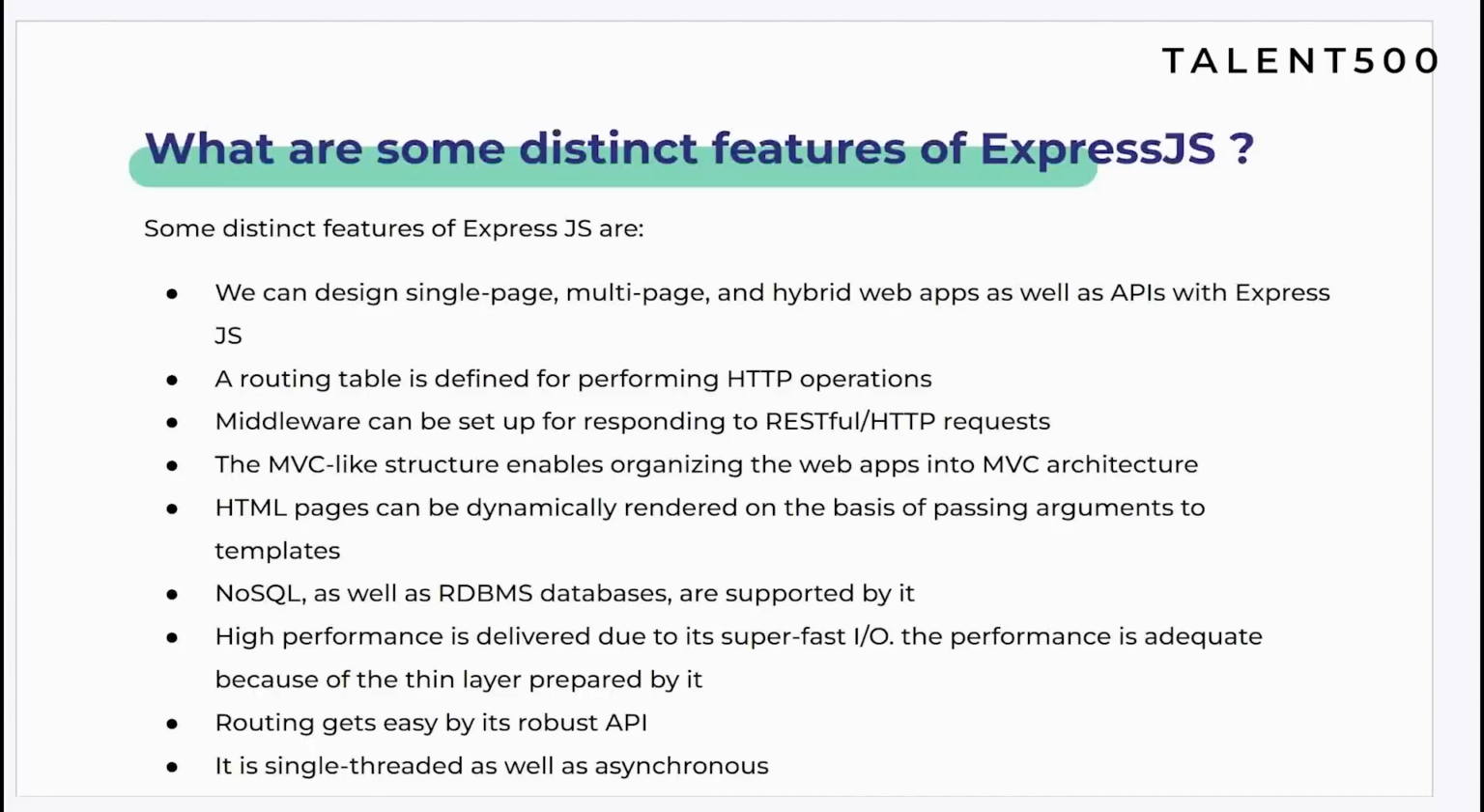When we talk about web applications, routing is one of the most common things done. Whatever requests are coming need to be routed to the right place, and responses need to be routed to the right user. Routing happens very frequently, and ExpressJS has a robust API which makes it very easy. Further, another distinct feature of ExpressJS is that it is single threaded as well as asynchronous.